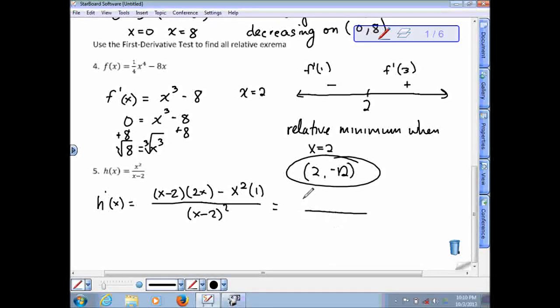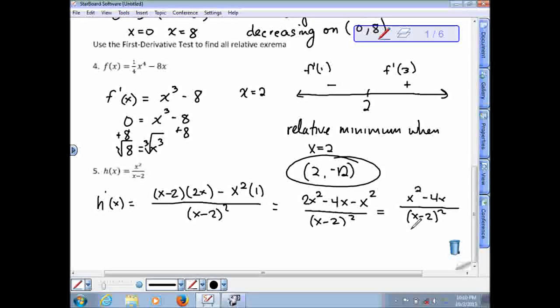Simplifying the numerator, we're going to have a 2x squared minus 4x minus x squared over x minus 2 squared. And simplifying one more time, we're going to have x squared minus 4x all over x minus 2 squared.